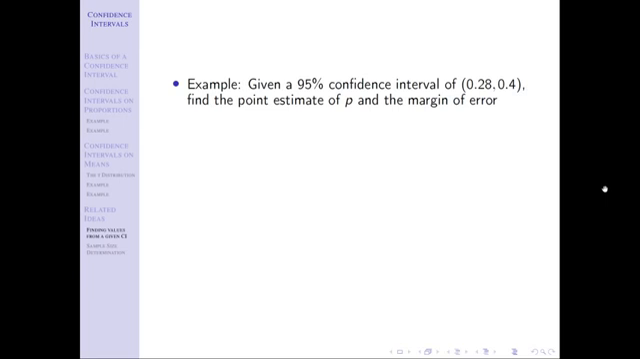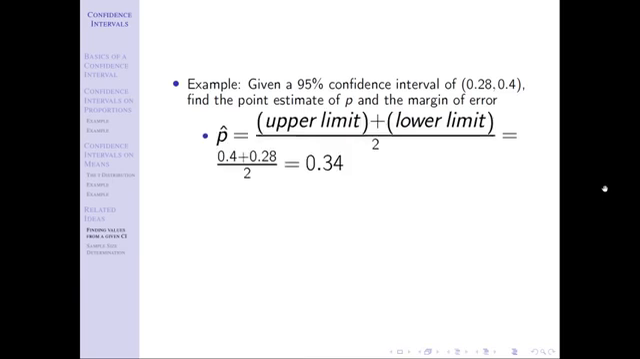The point estimate of P, first off, want to make sure we understand, would be the symbol P hat. Why is that? Because P is the population proportion. The point estimate for that, our best one, is going to be the sample proportion P hat. So just something to make sure you're putting those pieces together there. We would find the point estimate by averaging those 2 endpoints. The average of those 2 endpoints is 0.34.